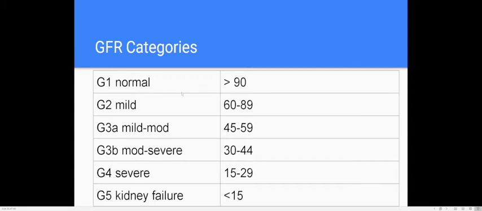That's hopefully what Mitchell's kidneys are working at right now. Hopefully Mitchell's kidneys have greater than 90 GFR. Hopefully.